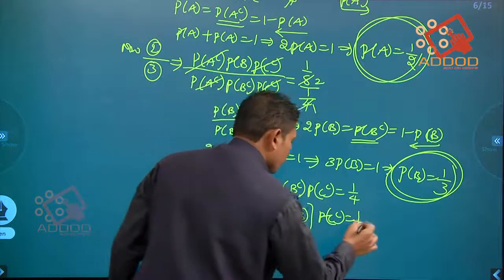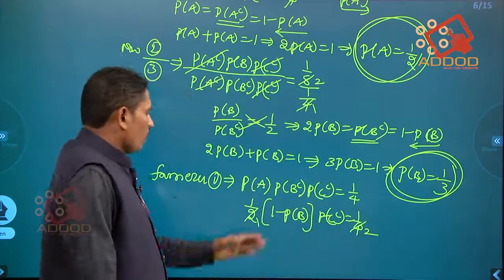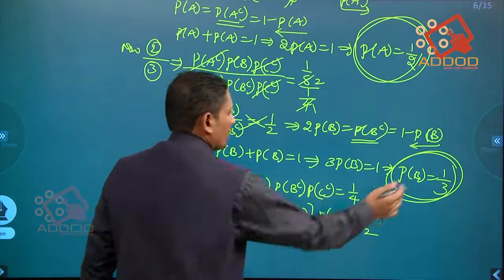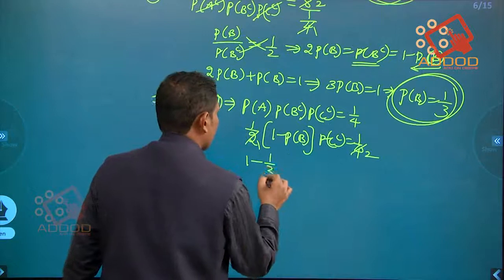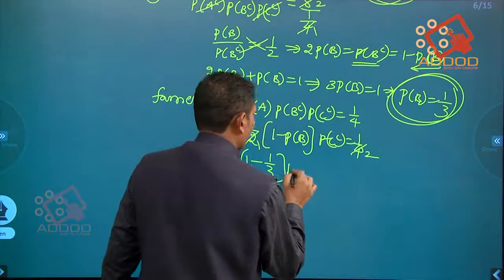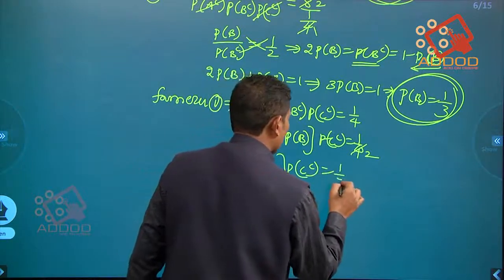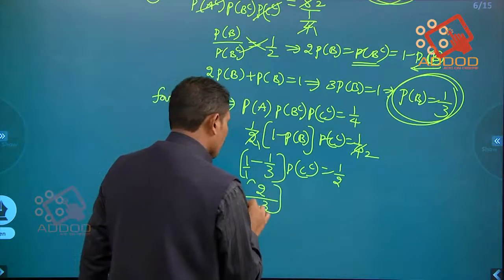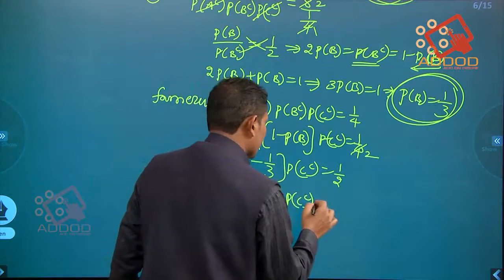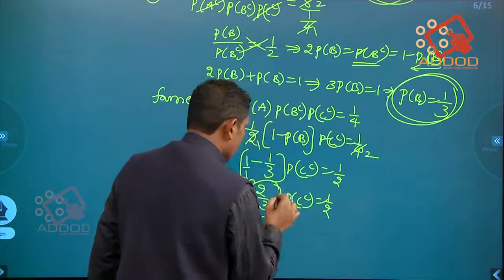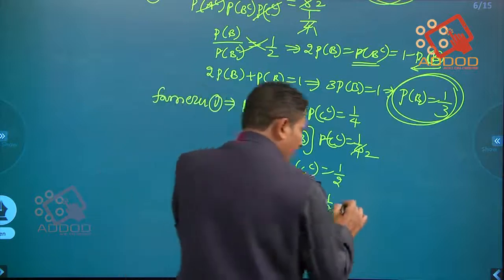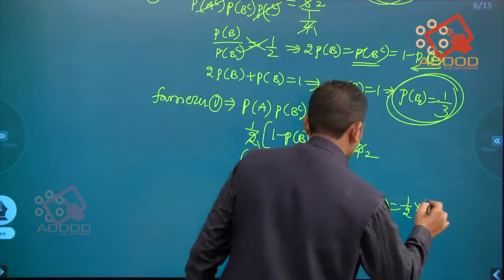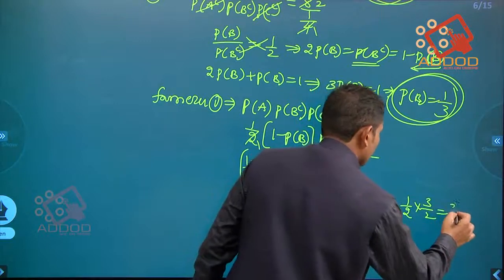2 ones are 2, 2 twos are 4. Now what happened here? We can check once. 1 minus P of B, 1 minus, what is the P of B value? 1 by 3, into P of C complement is equal to 1 by 2. Now take the LCM here. LCM will be 3. 3 minus 1 will be 2. 2 by 3 into P of C complement equal to 1 by 2. This total value moves to the right side. Nothing but P of C complement is equal to 1 by 2 into 3 by 2, nothing but 3 by 4.